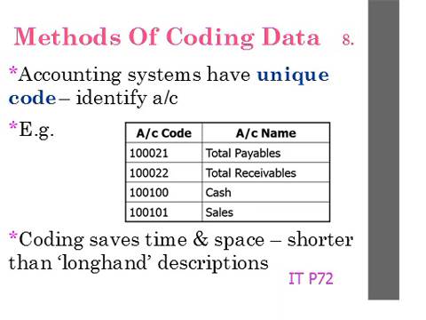8. Each account in an accounting system has a unique code to identify it for posting. For an example of coding, see the table on the screen. Coding saves time in copying data because codes are shorter than longhand descriptions, and it also saves storage space on a computer for the same reason.